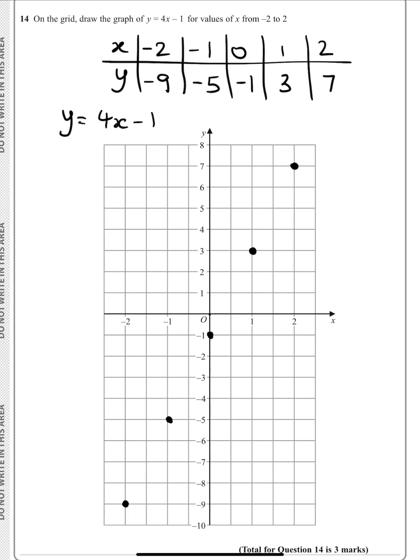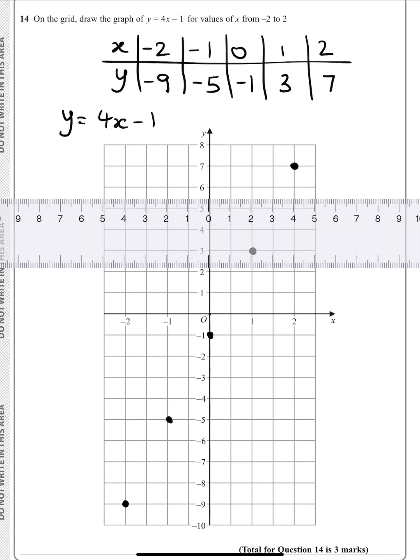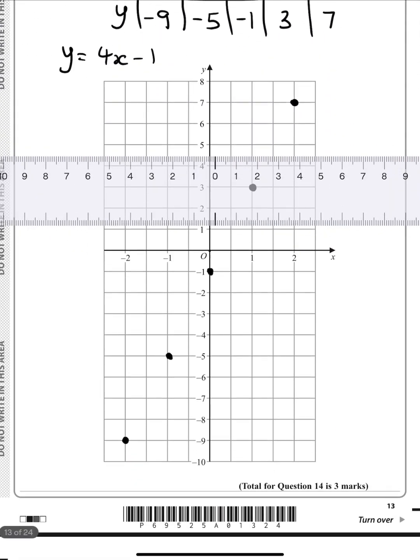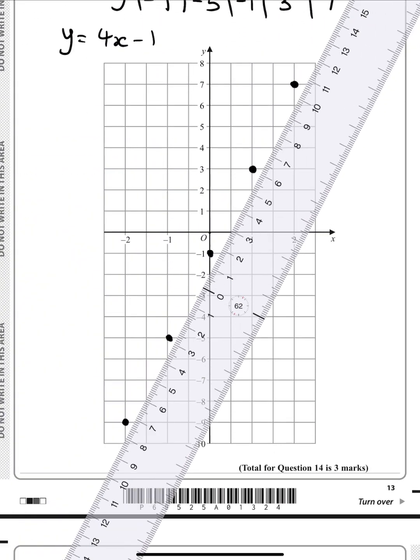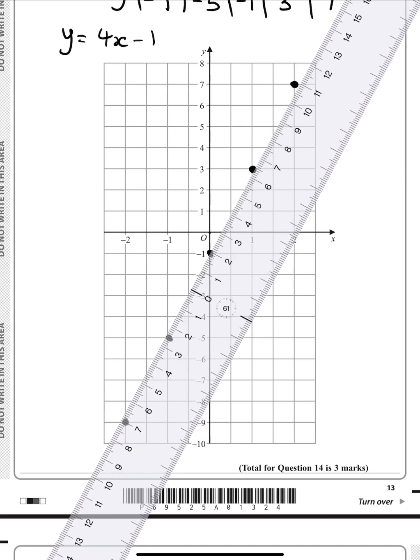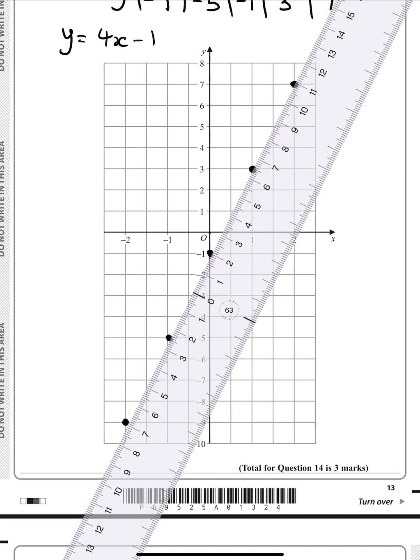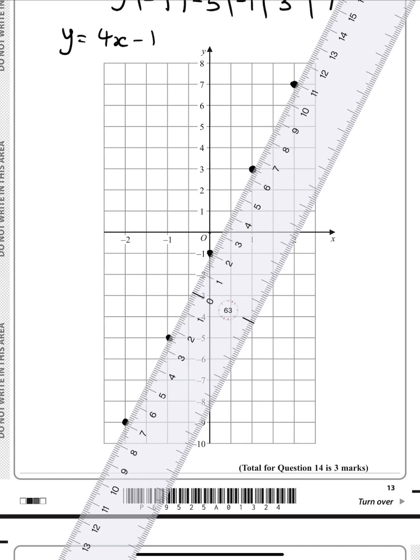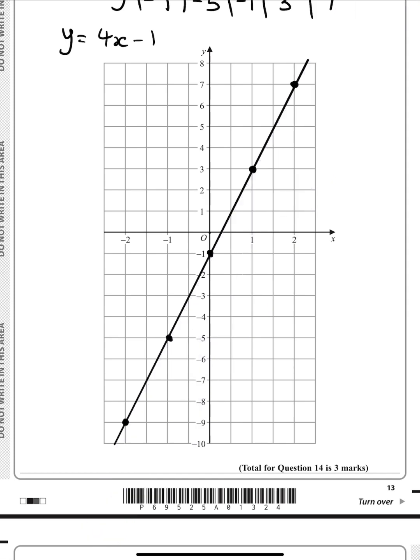So now I've got a straight line that I can draw, my line going through all of those points. And it's going to look like, just making sure my line goes through as much of those points as possible, like that. That is how my line is going to look. Y equals 4x minus 1.